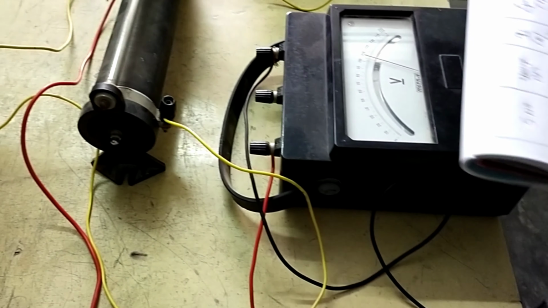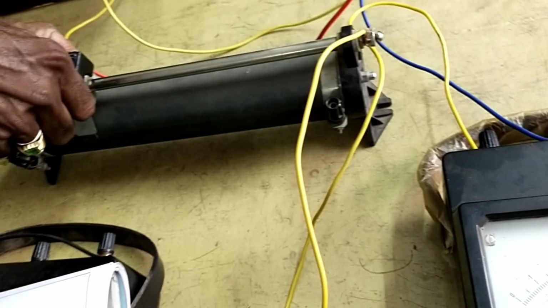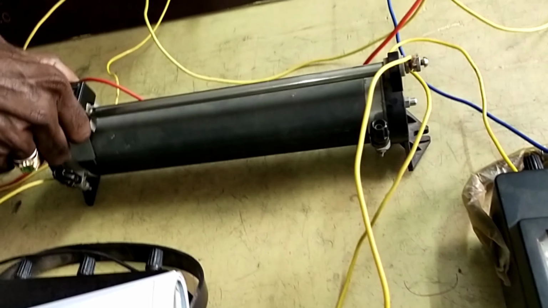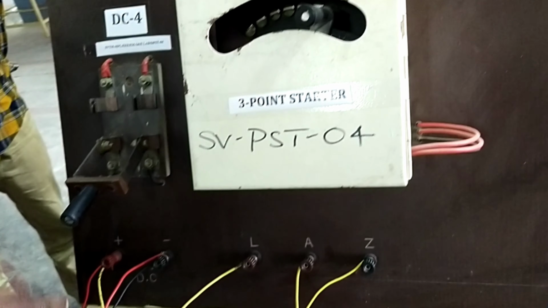We obtained more than rated speed. Again, the rheostat will be kept in minimum position. Now the speed is reduced, all the meters are showing very little current, and the DPST will be switched off. The 3-point starter will automatically fall down.